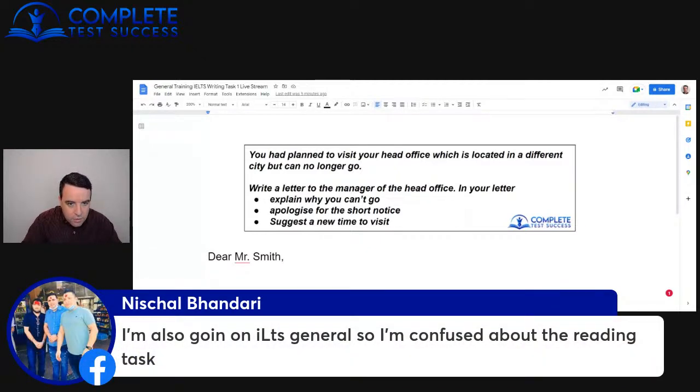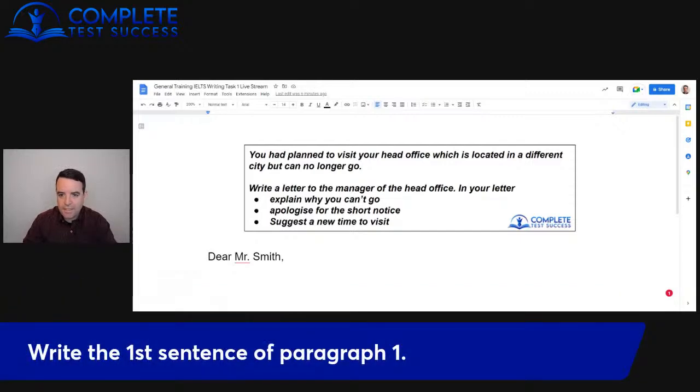I'm also going to do IELTS General, so I'm confused about the reading task. So we're not covering reading today, Niskal, but I can just share a link with you as well, just to give you a little bit of guidance.